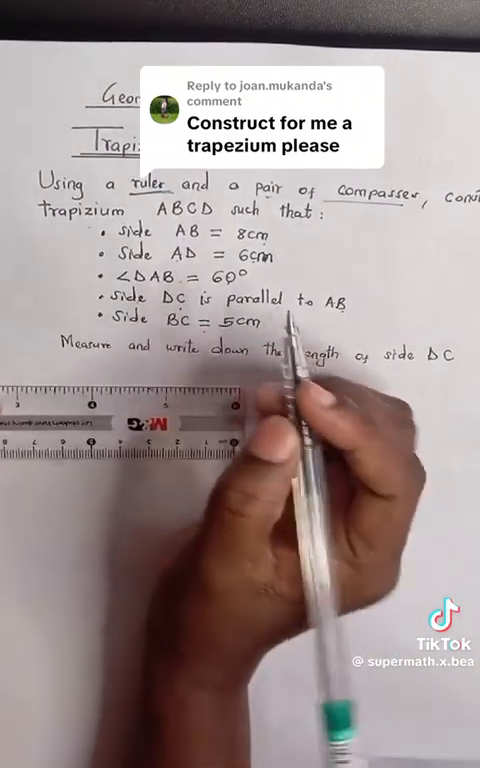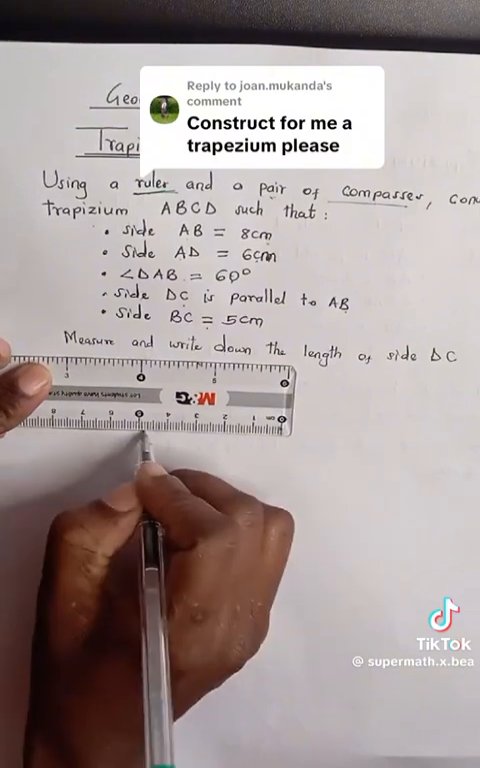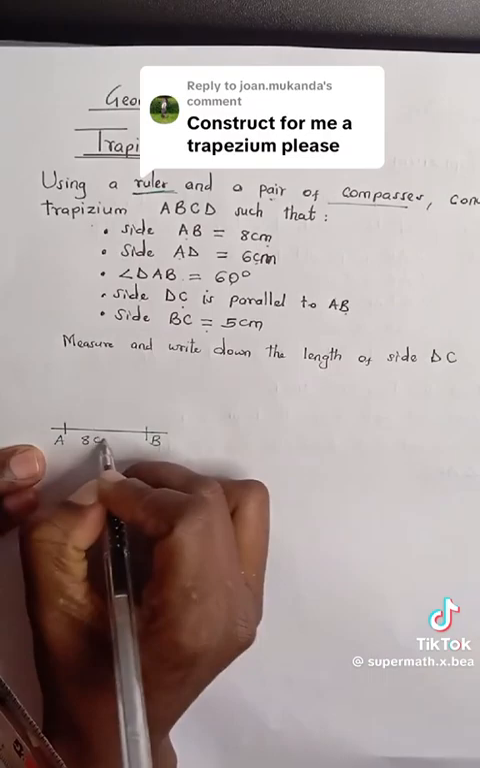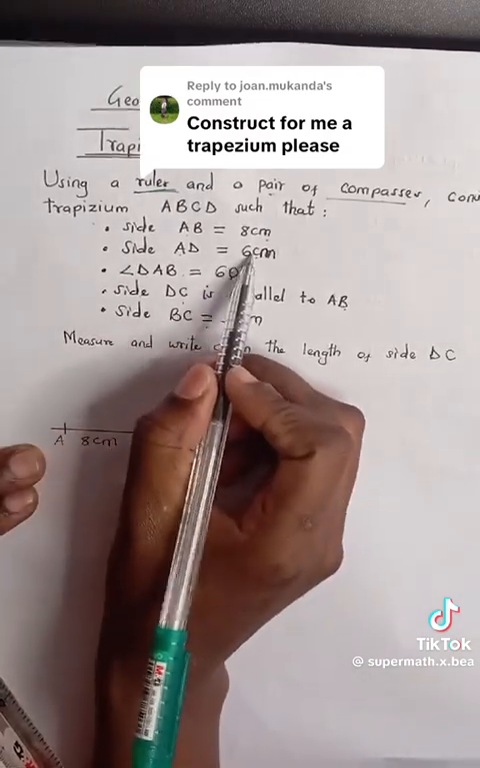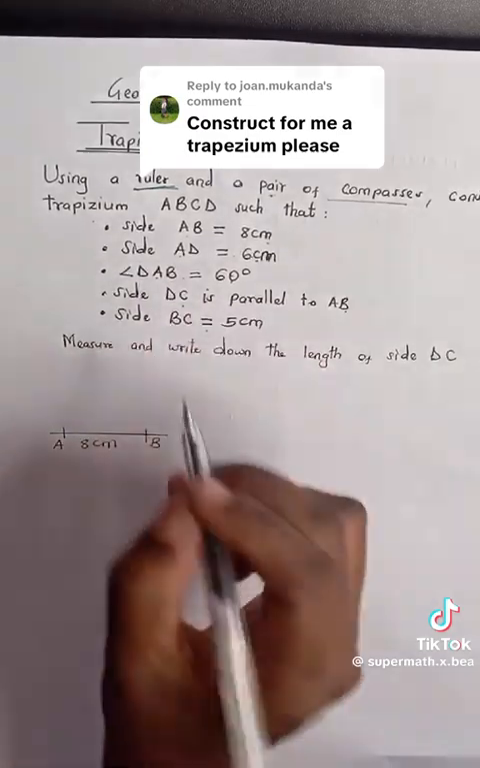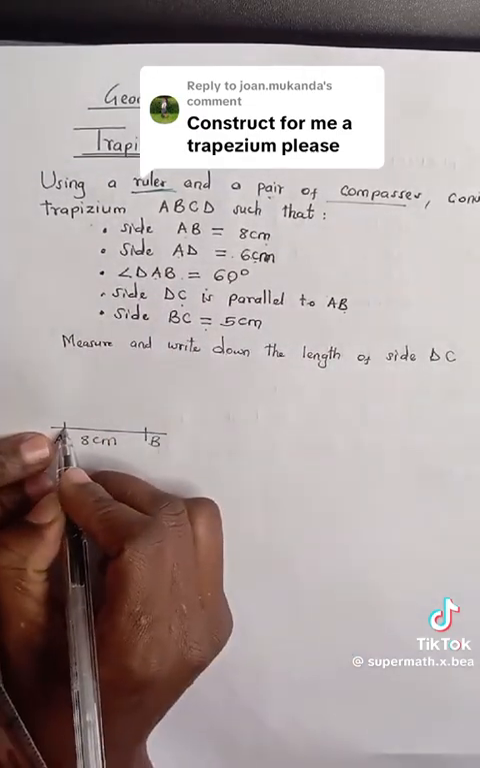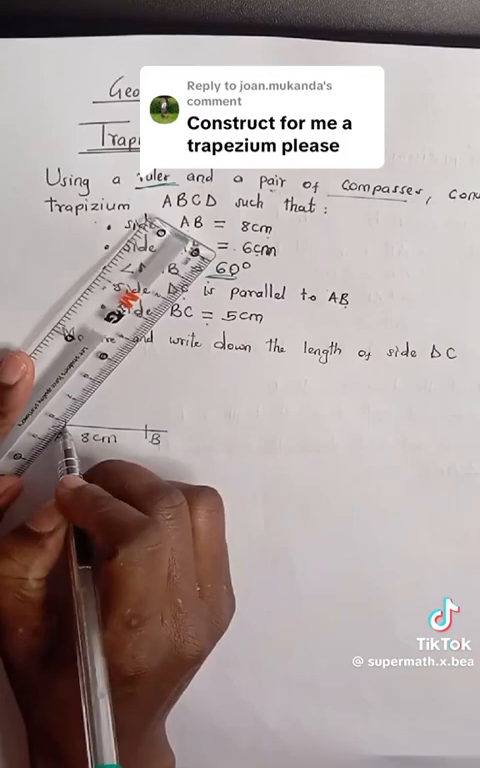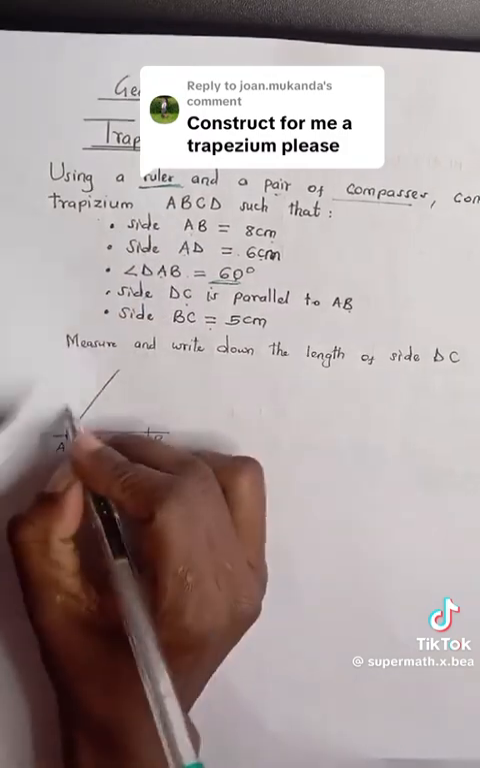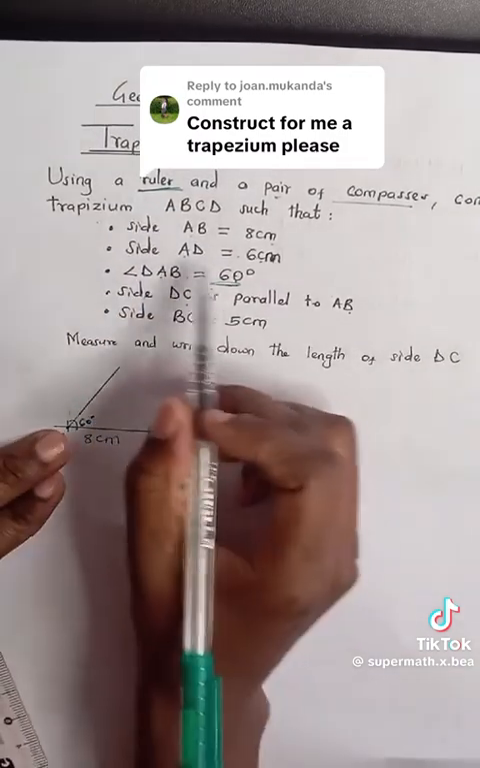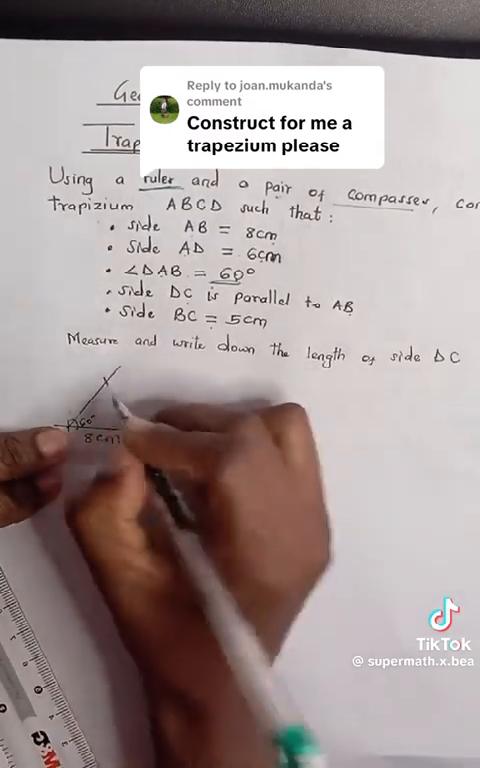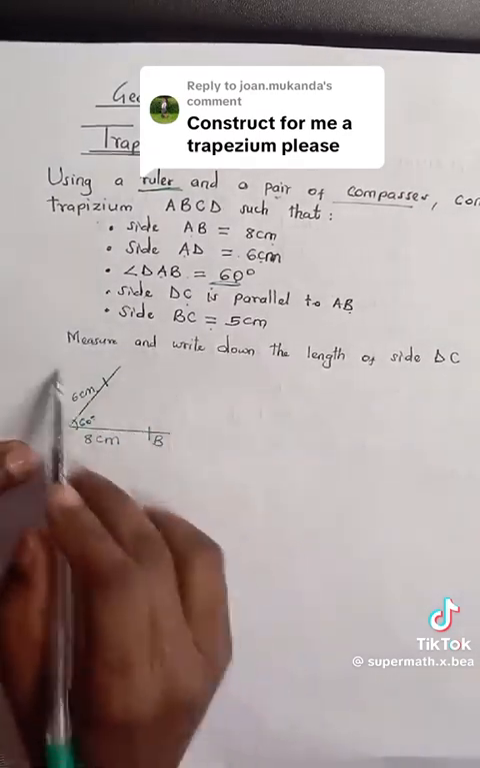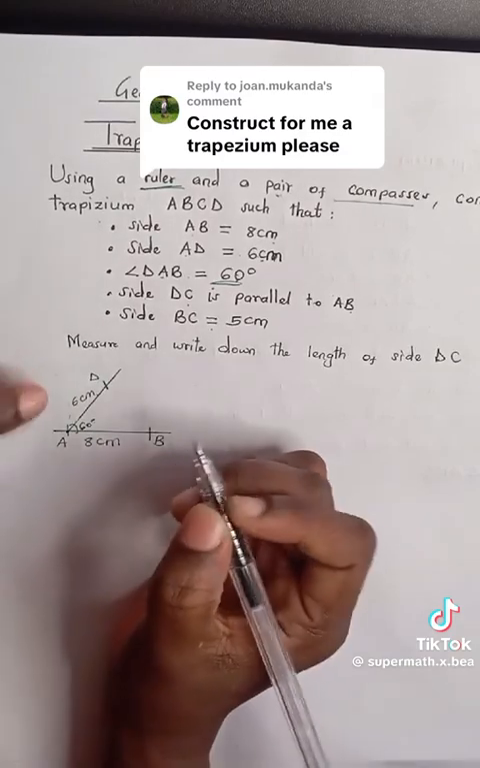We are given that line AB is 8 centimeters. Let's call this our AB, which is 8 centimeters. Side AD is 6 centimeters, and angle DAB is where the point A is, and it is 60 degrees. Now we assume that is 60 degrees, and you are given the line as 6 centimeters. Let's assume that is 6 centimeters. This means A, B, C, D. Now this is our D.